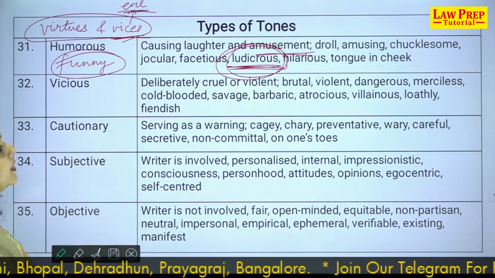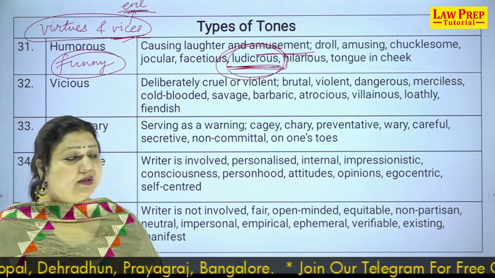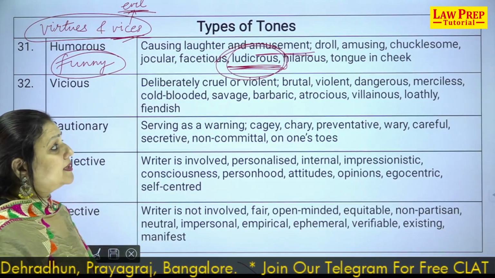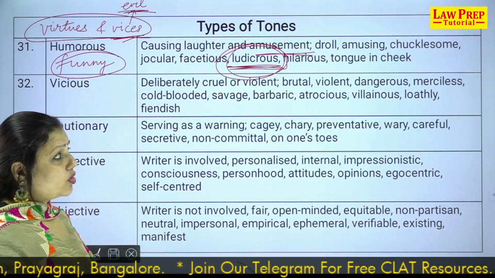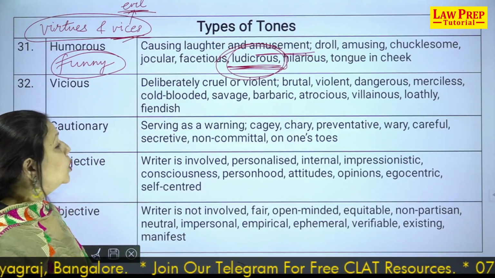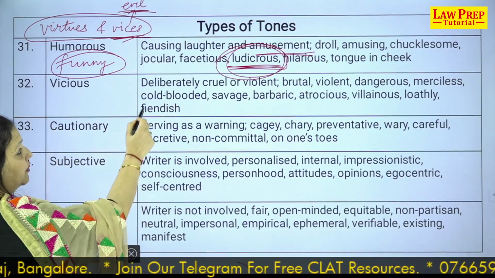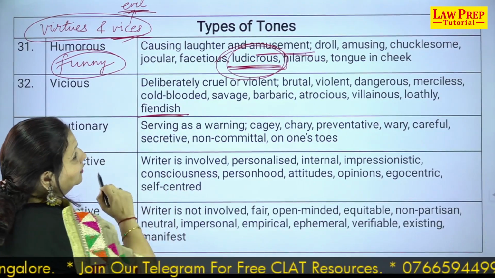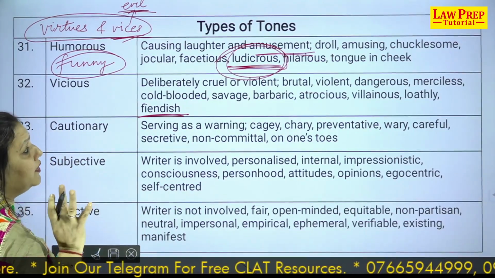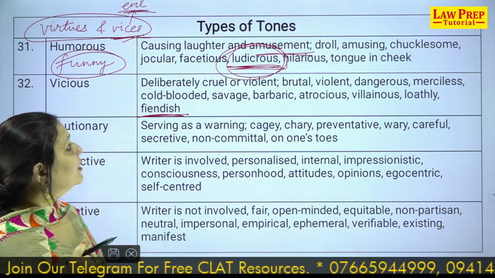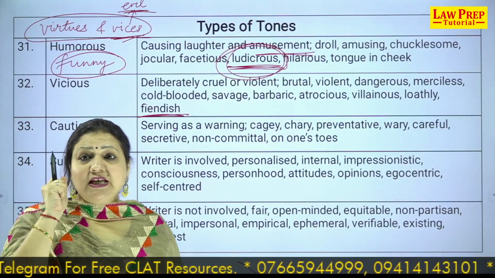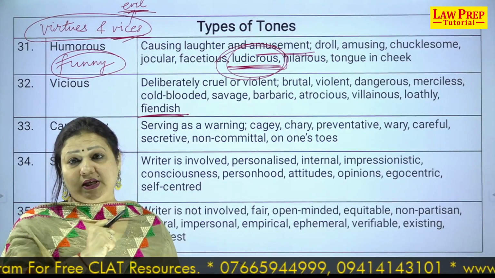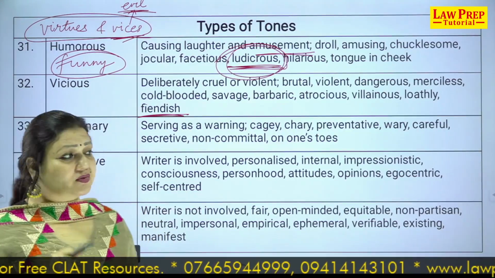Right? Deliberately cruel or violent, very brutal. Violent, dangerous, merciless, cold-blooded, savage, barbaric, atrocious, villainous, loathly. Fiendish means you are behaving like an animal. You are very brutal by nature, very savage by nature. You behave in a very evil manner. You've got that jaundiced eye, that evil look in you. You're more demonic and monstrous by things.